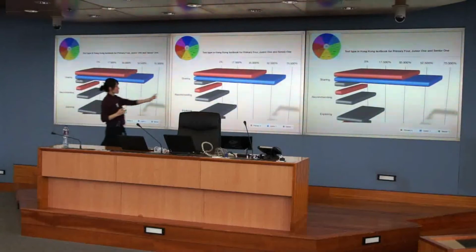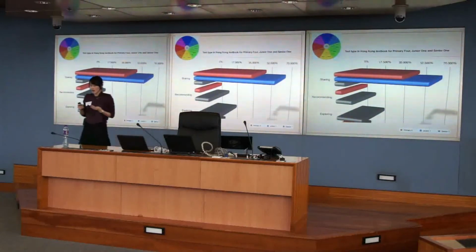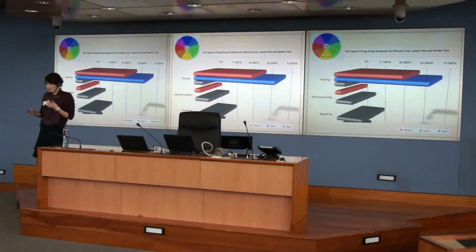And then you can see the recommending texts. You can see that from primary to senior secondary, there are more recommending texts, and no exploring texts in primary 4, no exploring texts for junior 1, and then a certain number of exploring texts in senior 1. So you can see, I found very interesting examples in these 3 typologies in the textbooks.